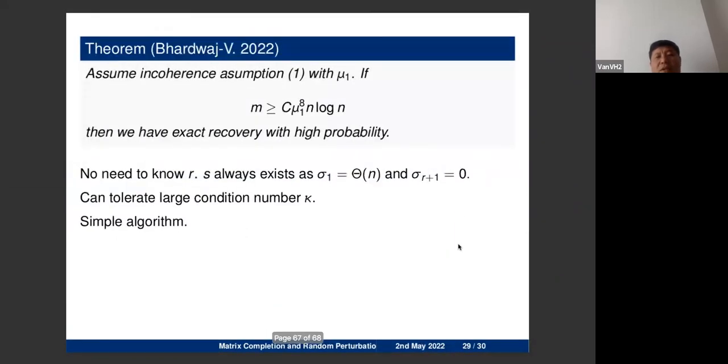Yeah, so here's the theorem. We again have to assume some incoherence assumption, but I think this is the weakest one. And importantly, if you have n times log n entries observed, then you have exact recovery. So you don't have the extra term like kappa to the 6. You don't have to care about the condition number anymore.